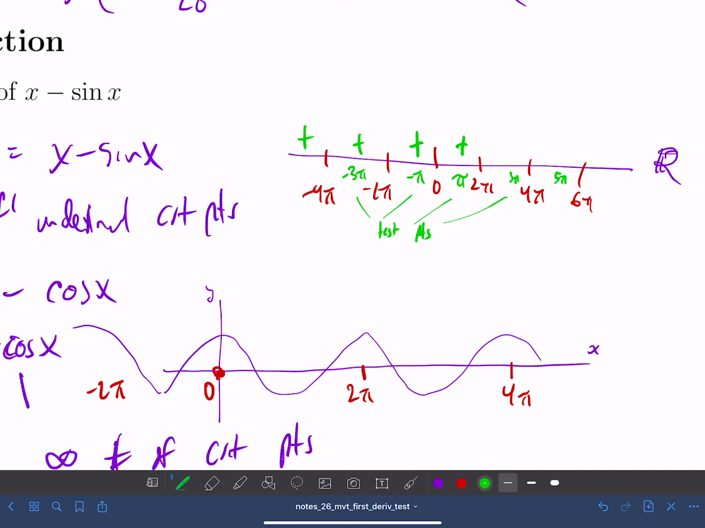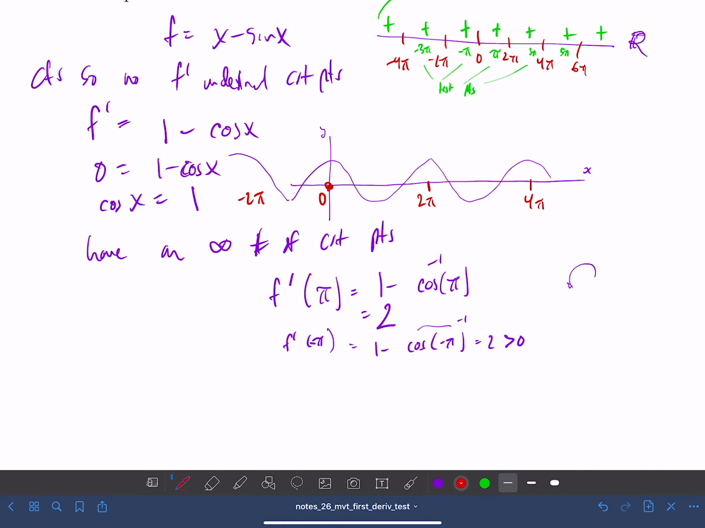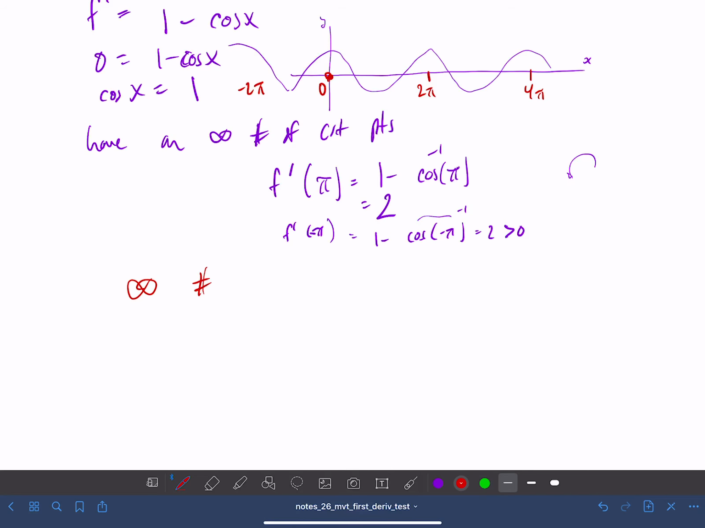And that's going to be true for every single one of these intervals, which means that my function looks something like that. So it's monotonic. It grows. As we go to the right, it never goes back down. So it's got all these critical points, an infinite number of critical points, but none are local optima.